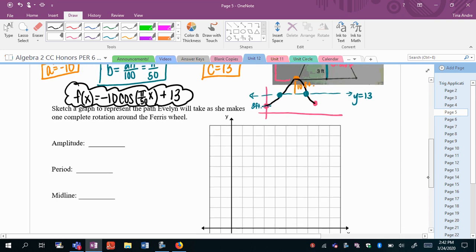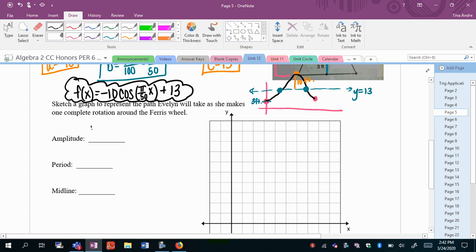So we already said the amplitude is 10. So the amplitude is actually measured in height, right? So in this case it'd be feet. And then the period was 100 seconds. That was the length of one complete cycle. The midline we have as an equation, so that's going to be y equals 13.